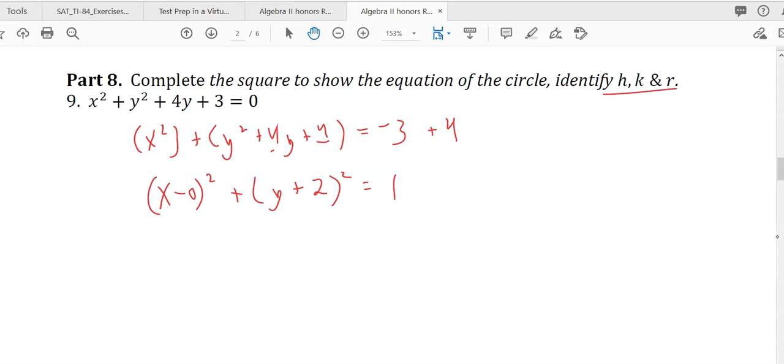Identify the h, k, r. That would be 0, comma, negative 2 is the center. The radius would be the square root of 1, which is 1.